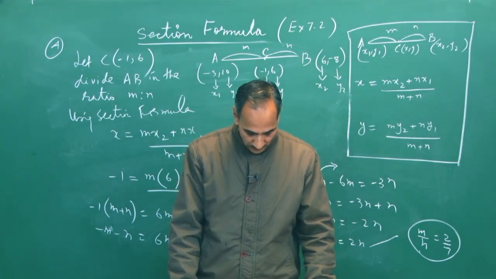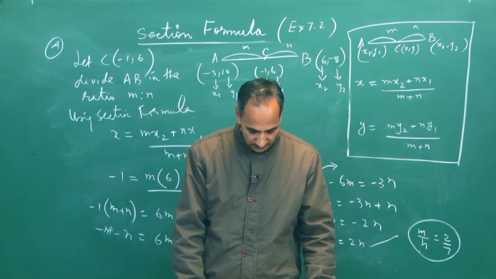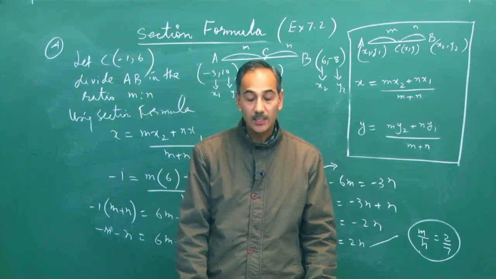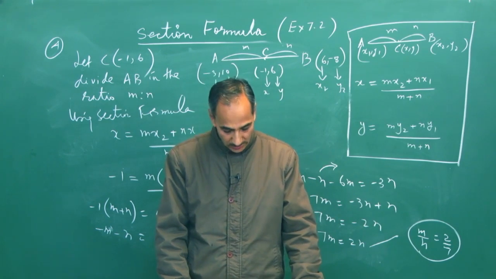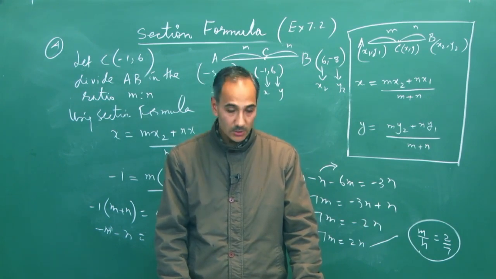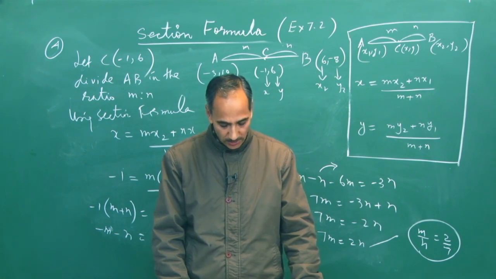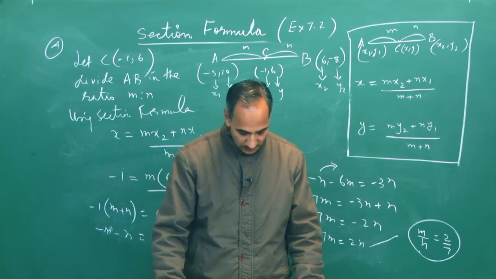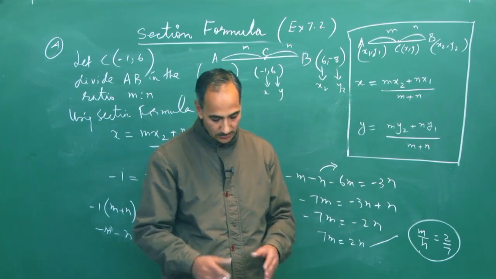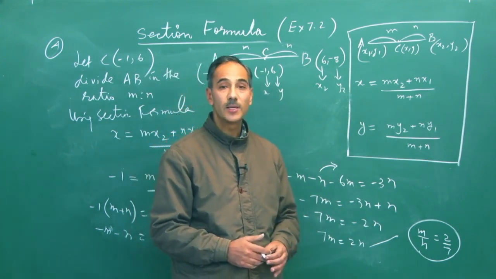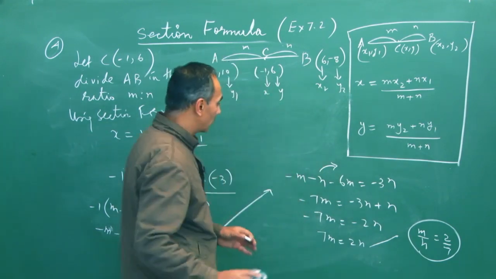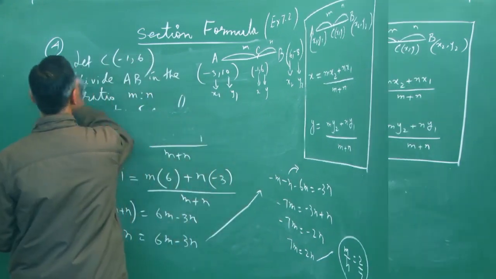Okay. Let's move on to the next sum. That's question number 5. Here again you have to find the ratio, and you have to find the coordinates of the point of division. Two things to be found. After that, we have a very beautiful sum which is based on a parallelogram. So we'll move on to the next sum.